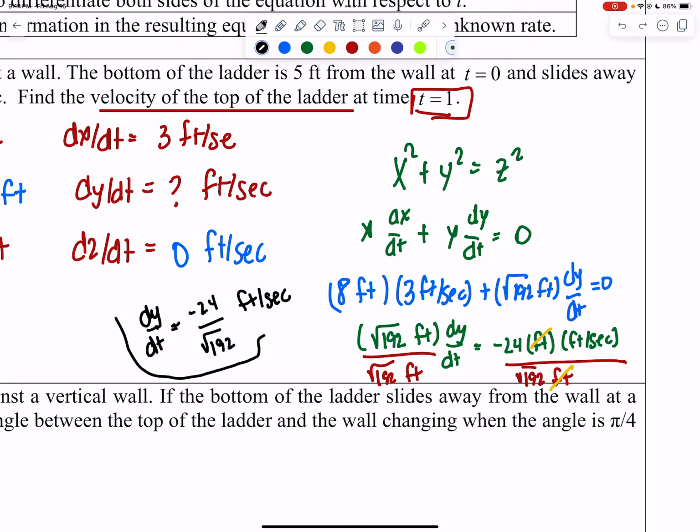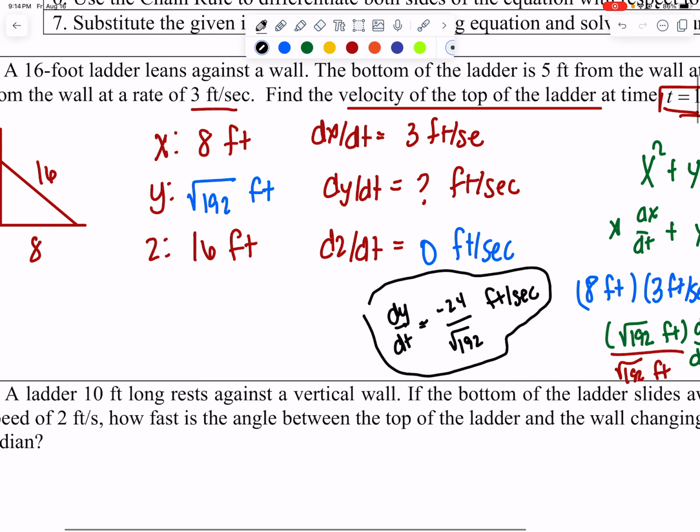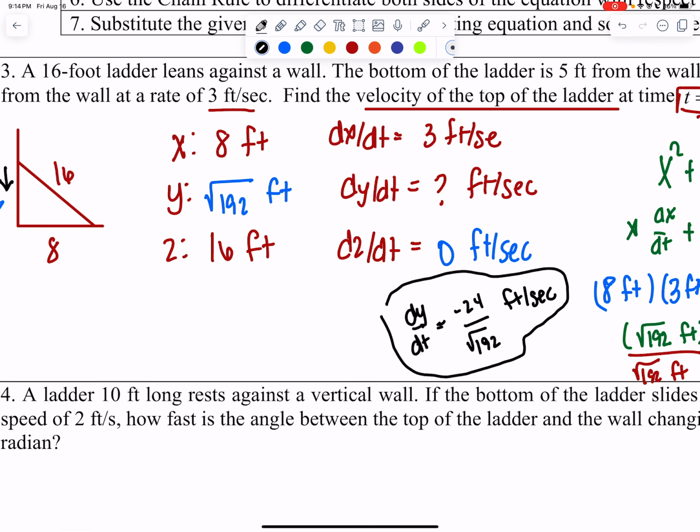Now, notice how our answer is negative, which makes sense in context because our ladder, our height, is always decreasing. It's falling down. Since my height is falling down, that's one way for us to check that our answer is going to be negative.